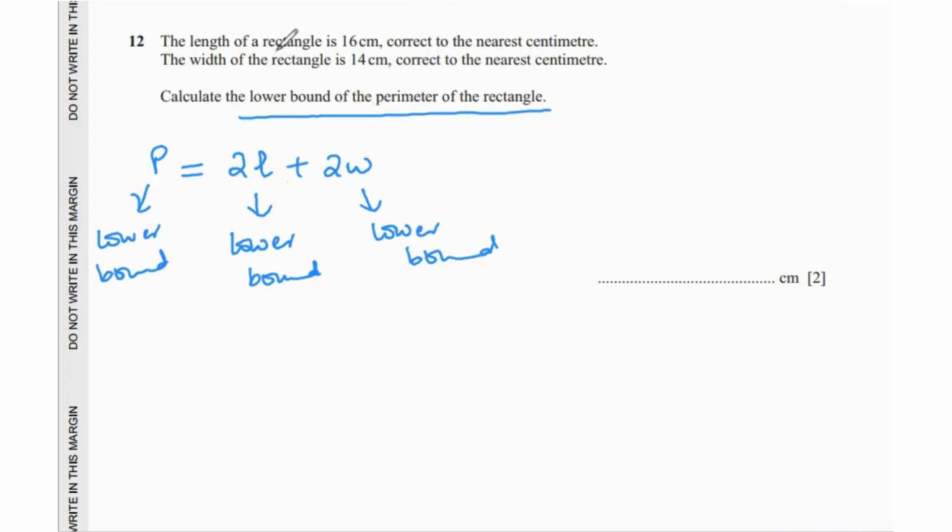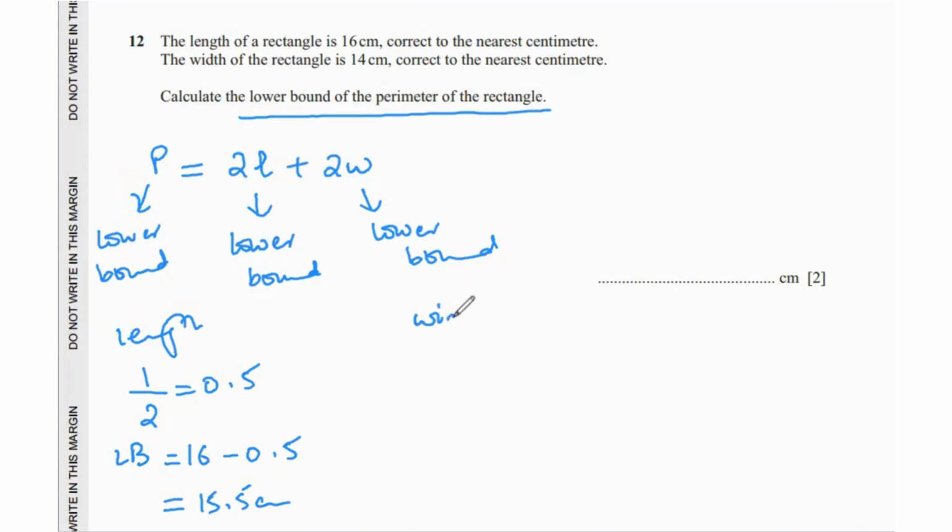So coming back to this, the length of the rectangle is 16 centimeters, correct to the nearest centimeter. Whatever it's nearest to, you divide that by 2. So it's correct to the nearest centimeter, which means we're going to divide 1 by 2, which is 0.5. And then for the lower bound, I will subtract 0.5 from 16, which is 15.5 centimeters. Similarly, for the width, it's again correct to the nearest centimeter. So 1 divided by 2, that's going to be 0.5.